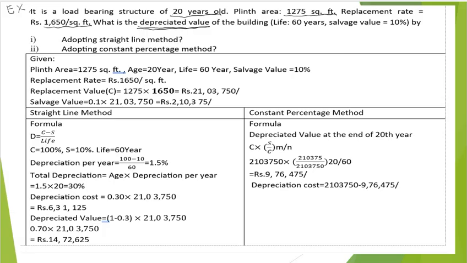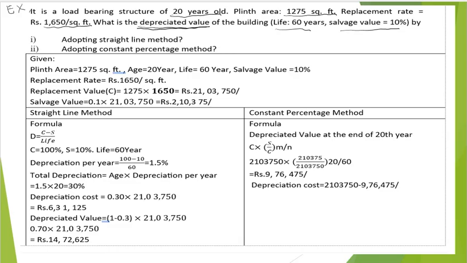So there are two things: one is depreciation value, the second one is depreciated value. You have to concentrate on what he is asking in the question. Here he is asking you the depreciated value of the building. Life is given to you as 60 years, salvage value is 10%, by adopting the straight line method and by adopting the constant percentage method. First, please write down what is given to you so that you are able to find what you have to look for. So plinth area is 1275 square feet, age is 20 years, life is 60 years, salvage value 10%, replacement rate is 1650 per square foot.